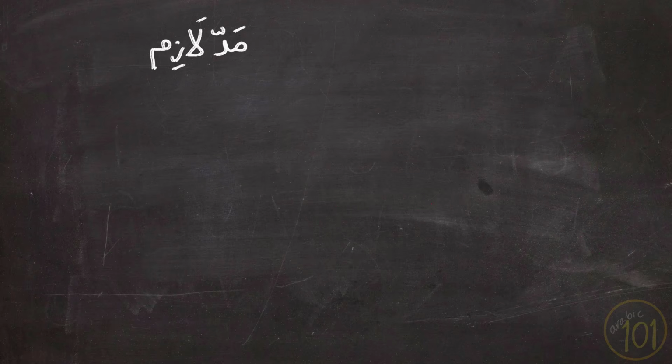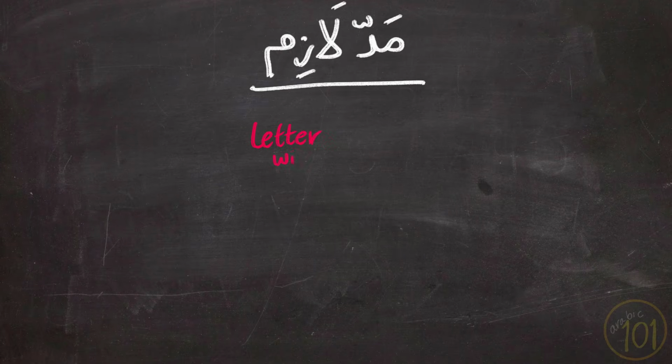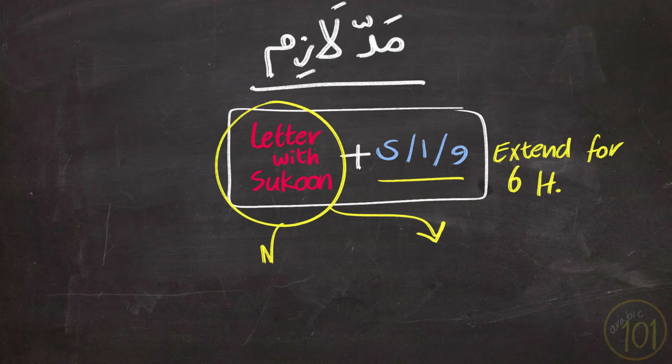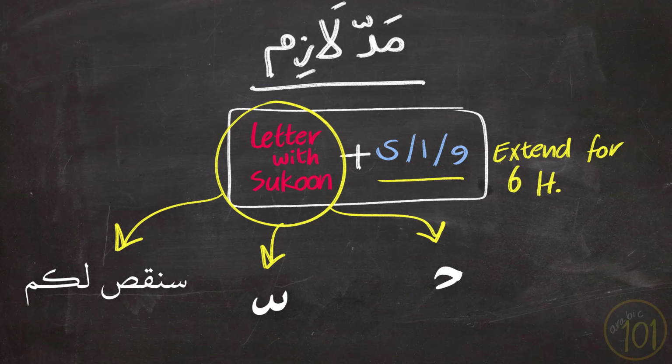So, med lazem is generated when a letter with sukoon follows one of the mad letters, waw, alif, and ya. And so you must extend them for 6 harakat. A letter with sukun can simply be a letter that has this sign on top, a letter with shadda, which in fact contains a hidden sukun, or if it is one of al-huruf al-muqatta'a at the beginning of some surahs. And the letters that have to be extended for 6 harakat form the word sanaqus lakum.